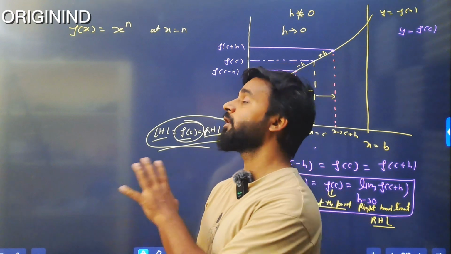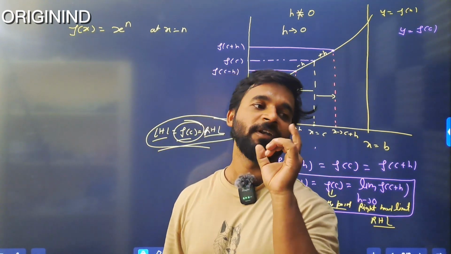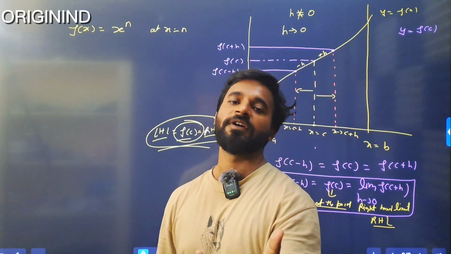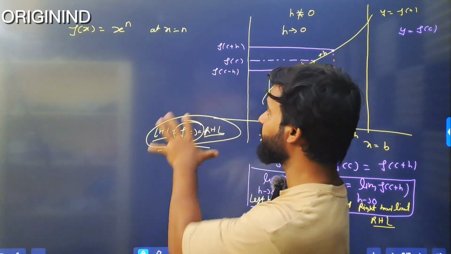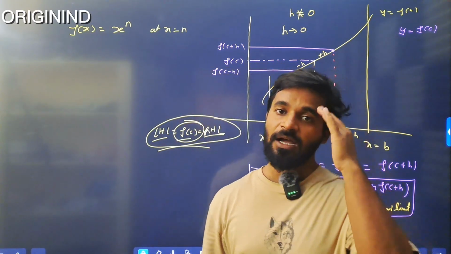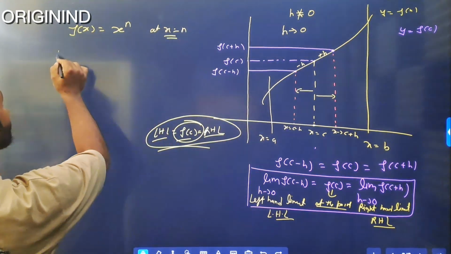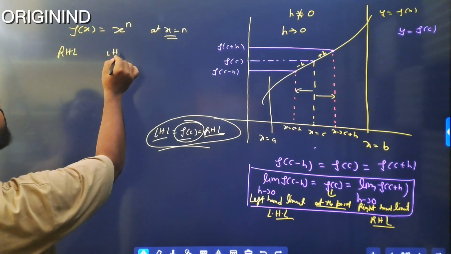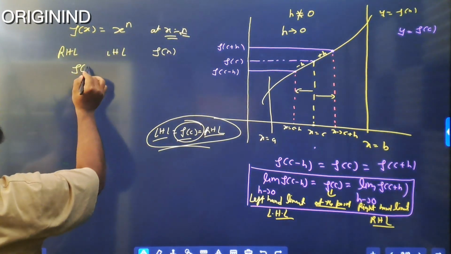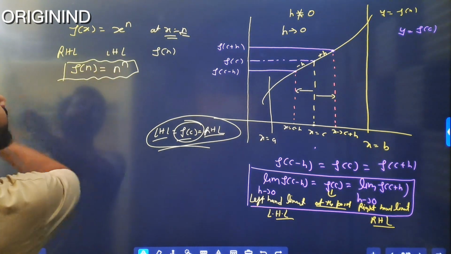And one more thing. If you want to learn this chapter fully with the concepts, first understand the limits of a function and learn everything about functions and limits, because this chapter fully depends on limits. So the first topic is limit. First clear all the concepts of limit. So f of x equal to x to the power n at x equal to n. We want three things: RHL, LHL and f of n. First we will find f of n. f of n is equal to n to the power n.